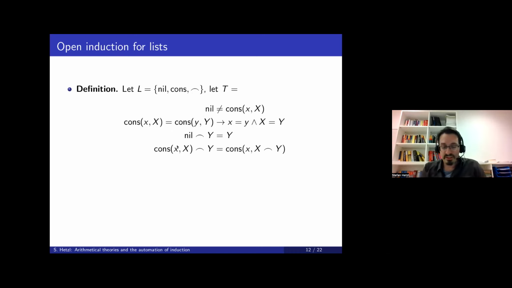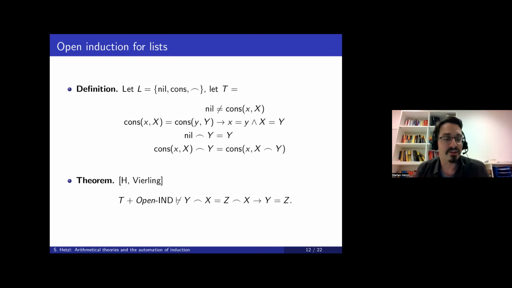So originally I was hoping that there would be some similar nice characterization, but apparently not. What we could show is that if you take this basic theory together with open induction, then you cannot prove the right cancellation law. So if the list Y appended with X and Z appended with X are equal, then Y is equal to Z. Actually showing this involves a model that uses transfinite lists to provide a counterexample to this cancellation property.